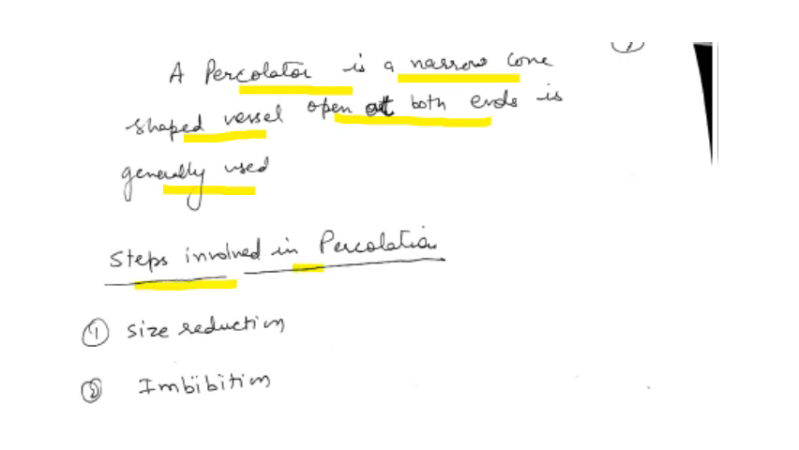So what are the steps carried out in the percolation? The first step is size reduction. It is an important step in the percolation. The sample to go for the percolation has to be reduced to a fine powder form. The second step is the imbibition, where we keep our sample moistened with the menstruum and keep it for 4 to 5 hours in a closed container.